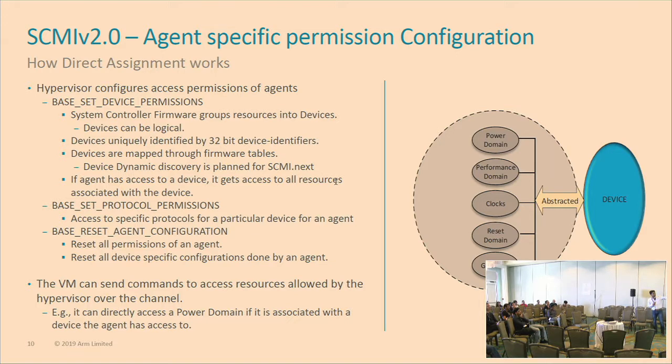Base set protocol permissions is what we use to remove access to a performance domain or any other domain if you don't want a device to access everything on the SoC. Otherwise, whatever comes to the device gets accessed automatically, and the VM can send commands to access all the resources allowed by the hypervisor over a channel.